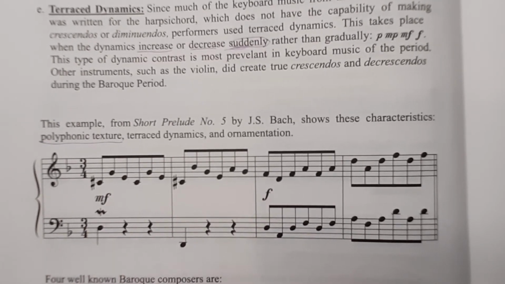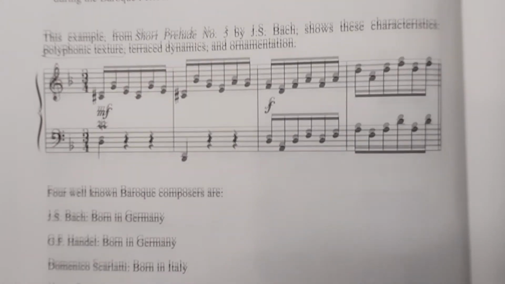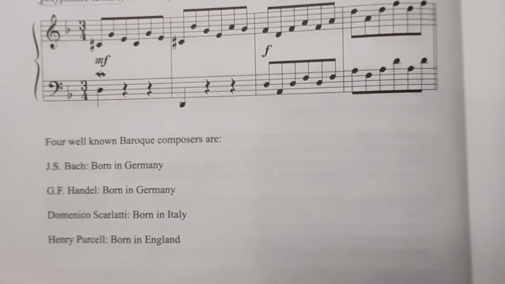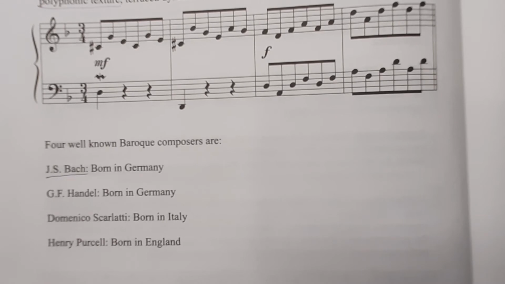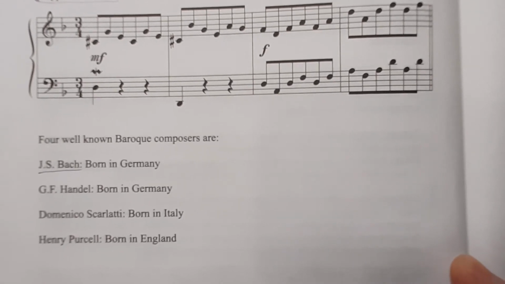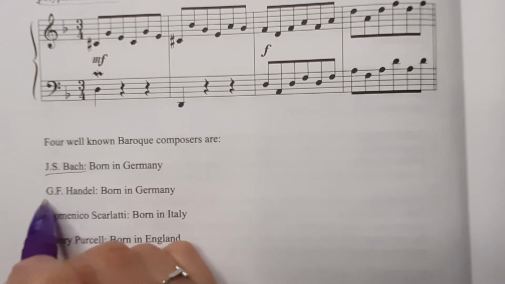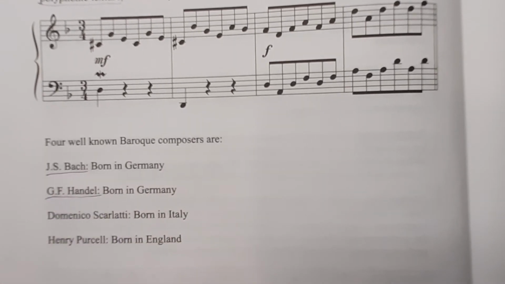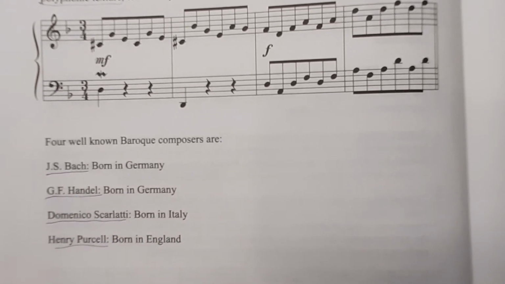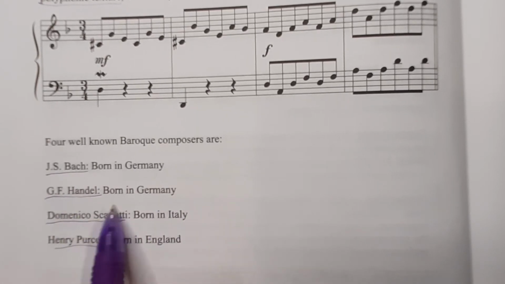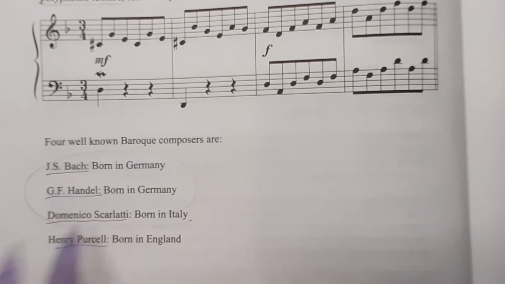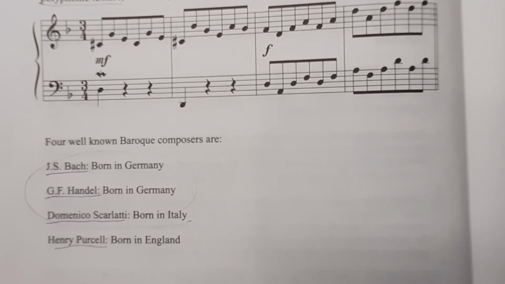Now, composers. Well-known composers from the Baroque period are J.S. Bach. There are many Bachs because a lot of Bach's children were composers too. They were musicians. Then G.F. Handel, Scarlatti, Purcell. Mr. Bach and Handel were born in Germany, Scarlatti in Italy, Purcell in England. You want to remember these three. You're going to see them a lot.